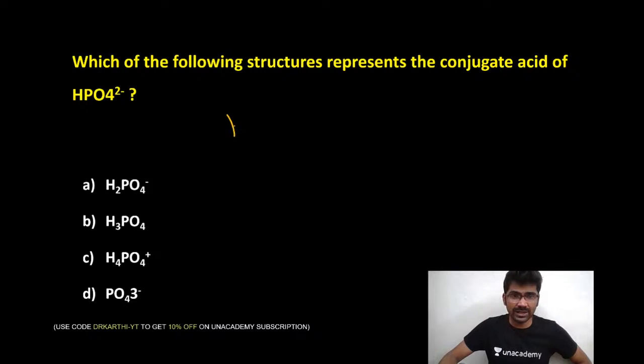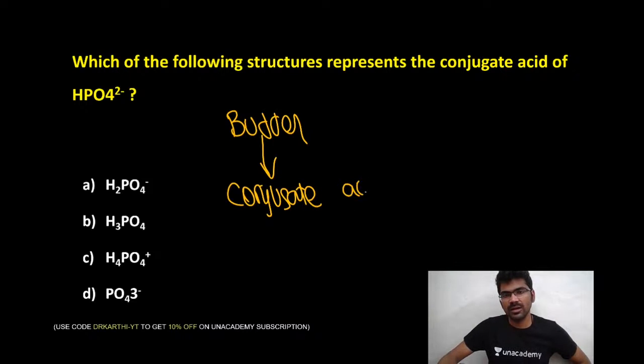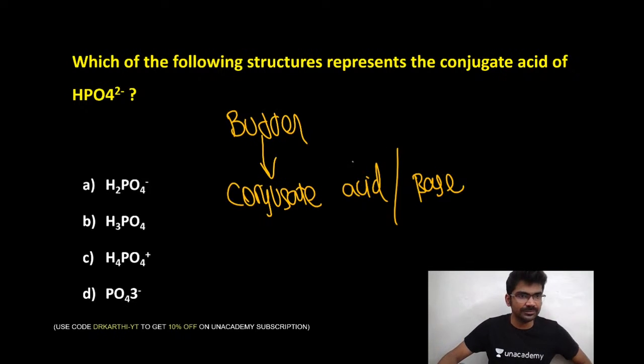So whenever you write a buffer, what will you always do? Conjugate acid and base. You always mention, right? Clear?